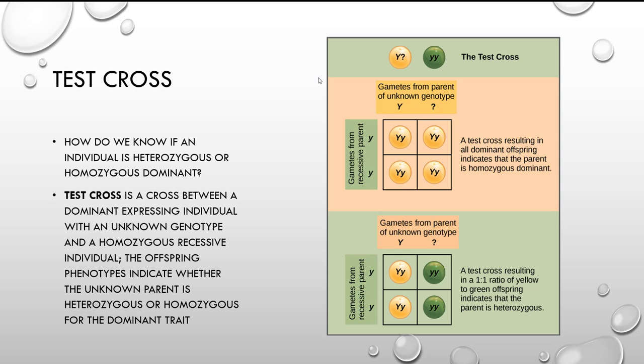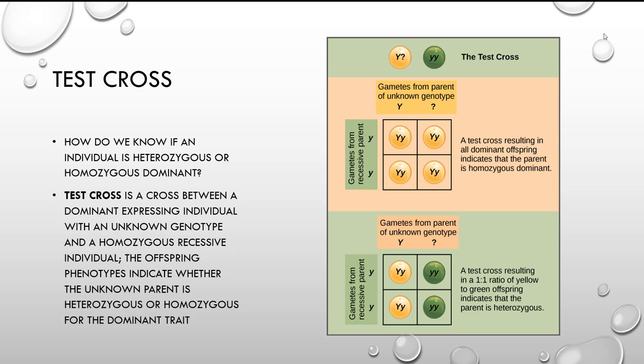How do we figure out their genotype? Well, one way is to do a test cross. A test cross is a cross between a dominant expressing individual with an unknown genotype with a homozygous recessive individual. That way, we can look at the offspring phenotypes and indicate whether the unknown parent is heterozygous or homozygous for that dominant trait.